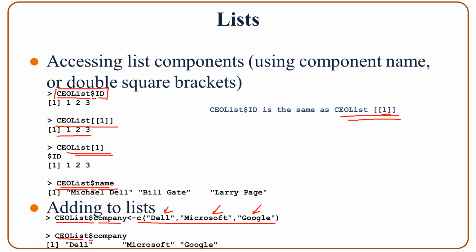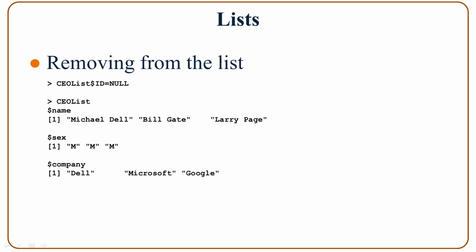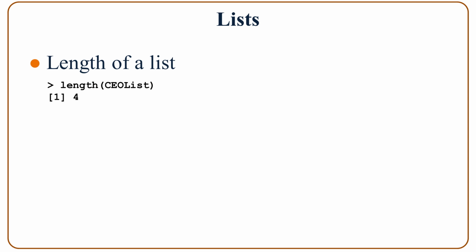If you store the value null to a component, then it means that you want to remove the component from the list. And if you do so, then when you list all the elements, you don't see the component ID anymore. You can take the length of the list using the length function, and length of CO list would give you 4. The length of 4 here is when you have 4 components, and if you have removed one of them, then it would give you 3 instead.